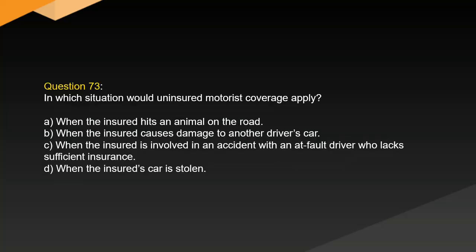Question 73. In which situation would uninsured motorist coverage apply? A. When the insured hits an animal on the road. B. When the insured causes damage to another driver's car. C. When the insured is involved in an accident with an at-fault driver who lacks sufficient insurance. D. When the insured's car is stolen.